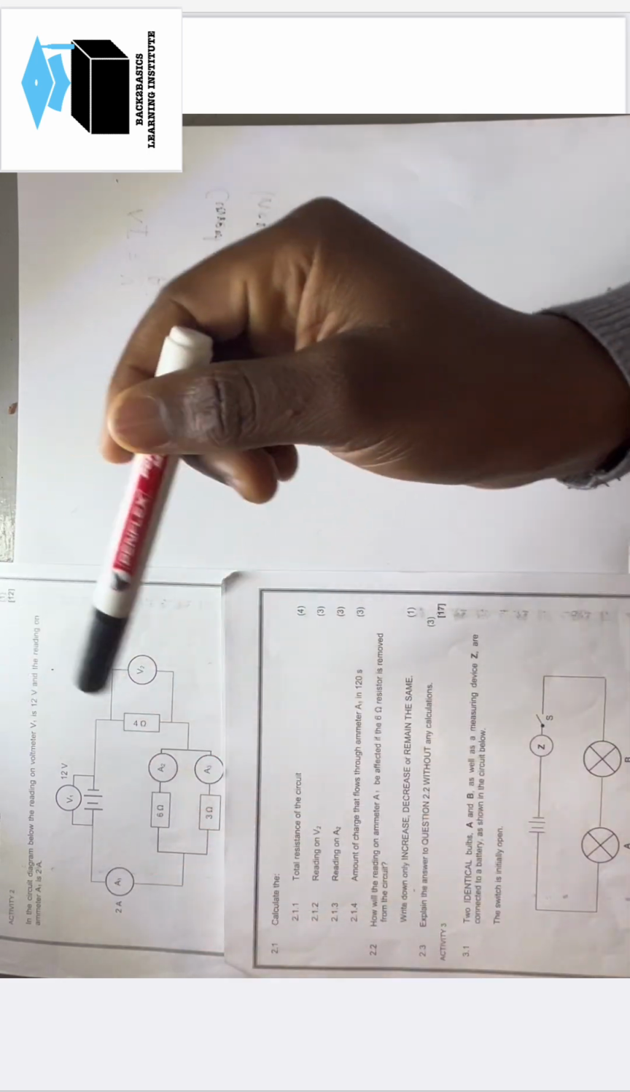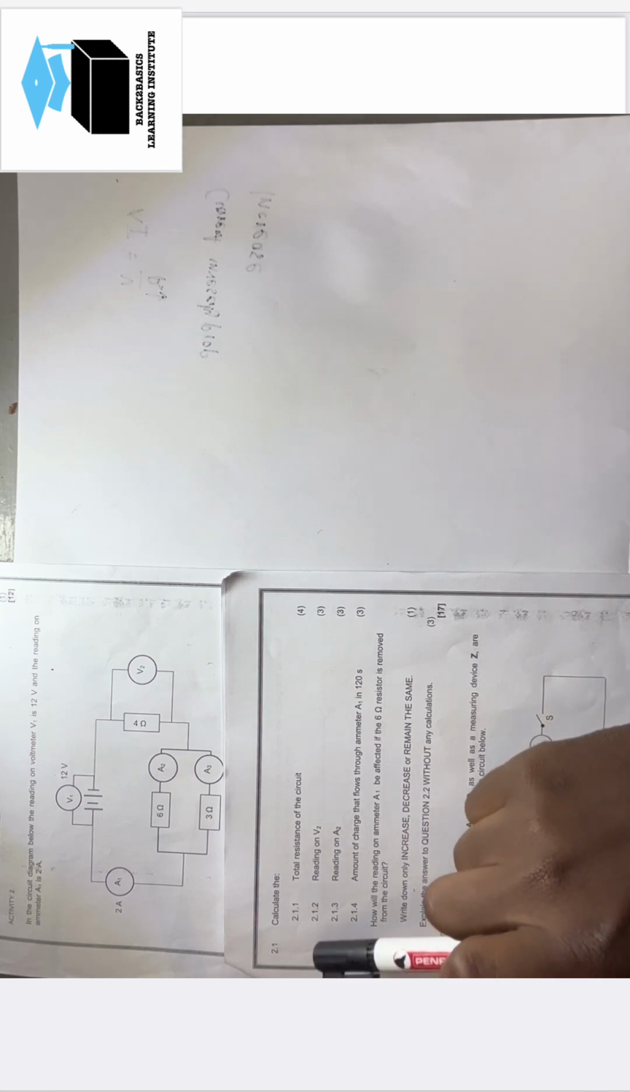So let's look at the second example now. Here they are saying in your circuit below, you have V1, which is 12 volts, and the reading on ammeter 1 is 2 amperes, right? So what are we required to do? Now 2.1 says calculate the total resistance of the circuit.